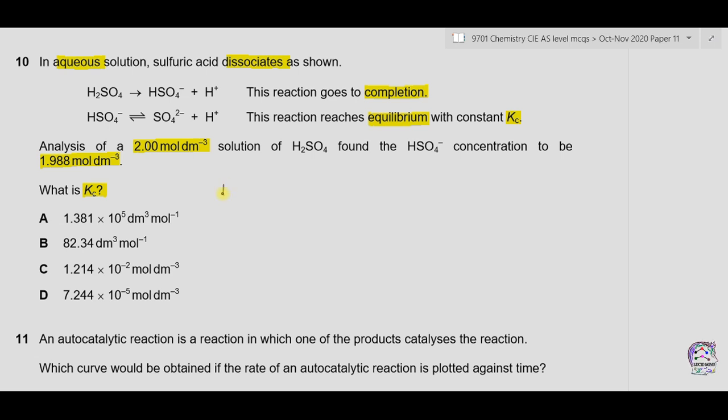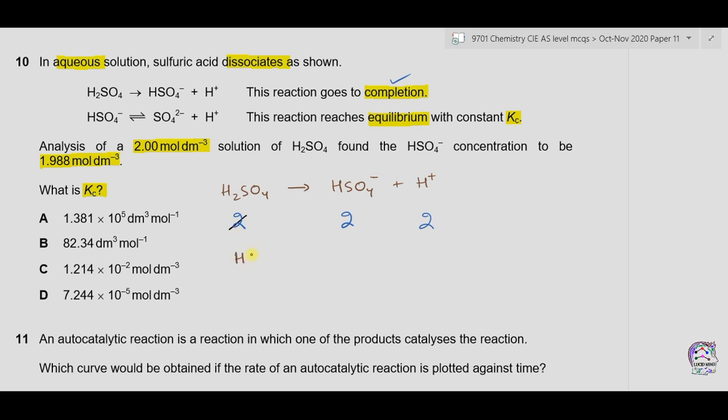We can write the equation again. We have H2SO4 and it dissociates completely, 100% dissociation into these ions. Initially we have 2 mol per dm³ of sulfuric acid, so it will form 2 mol per dm³ of hydrogen sulfate and 2 mol per dm³ of H+ ions. This is because the reaction goes to completion. After completion of the reaction, only products are present and there is no reactant present.